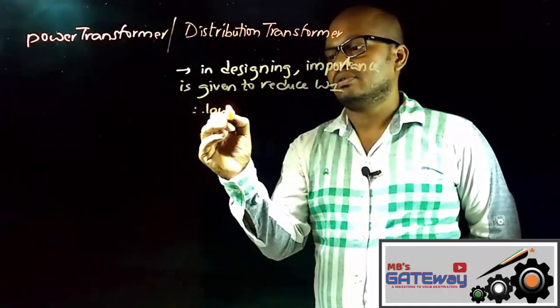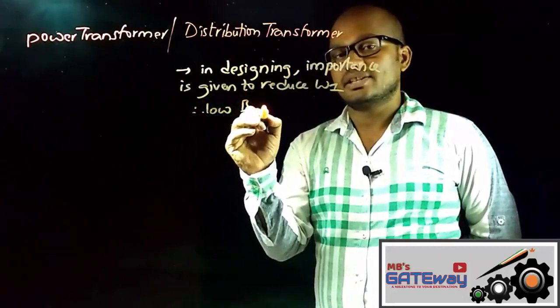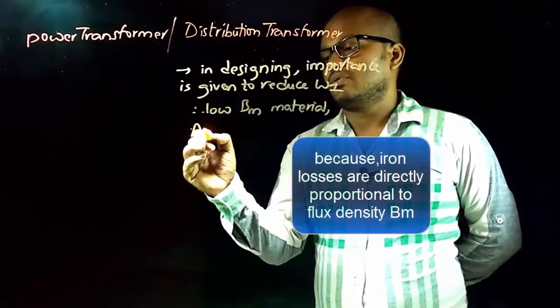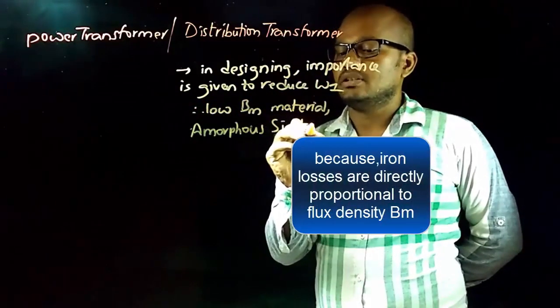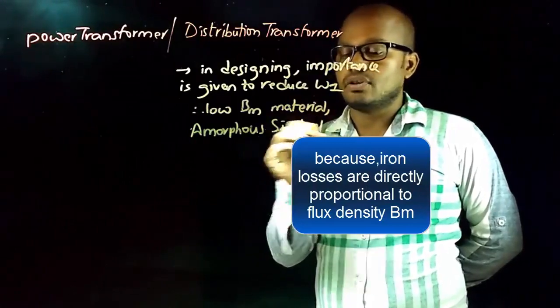Therefore low magnetic flux density material, amorphous silicon steel, is used for the core.